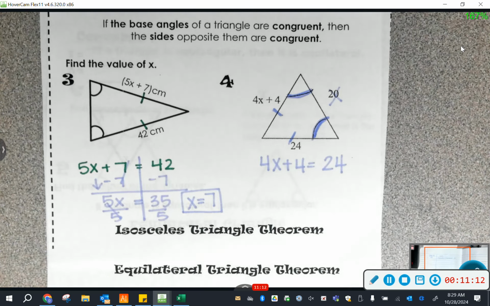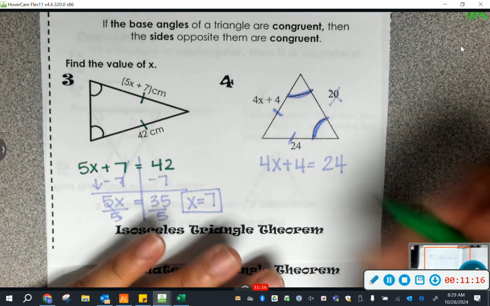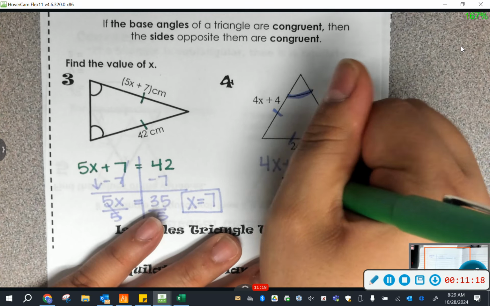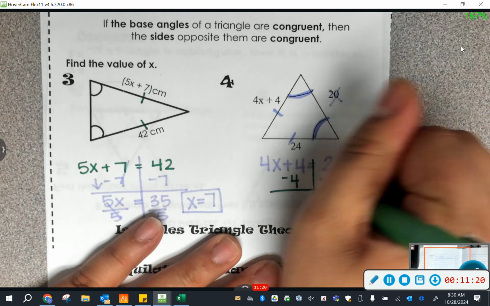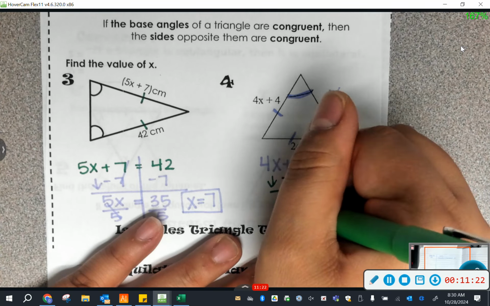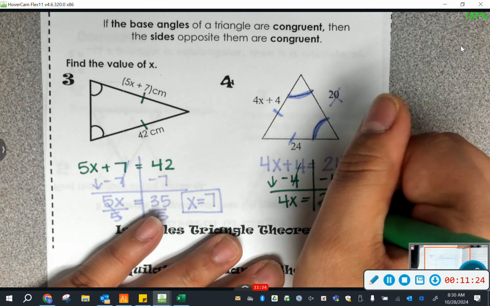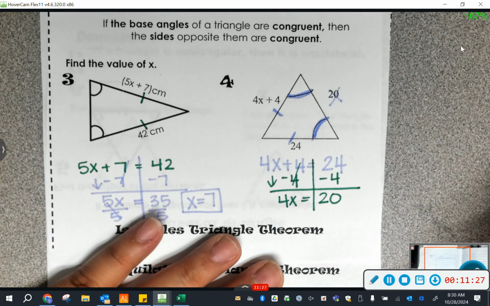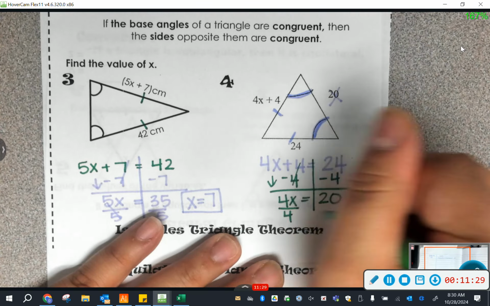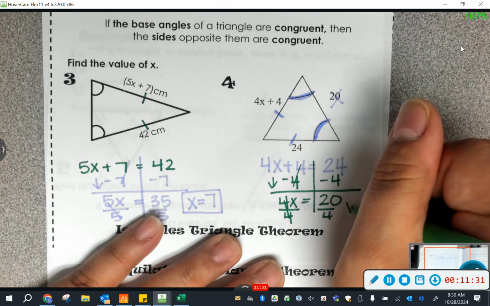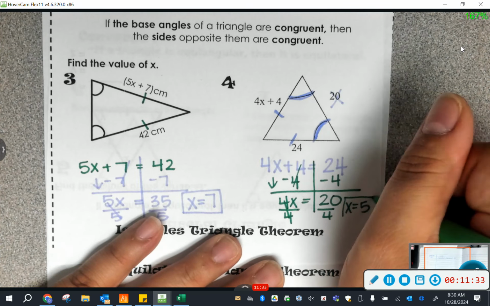All right. Quiet, please. What did y'all do first? Minus 4. Get rid of that side chick right there. And then divide by 4. Equals 5. X equals 5 is my answer.